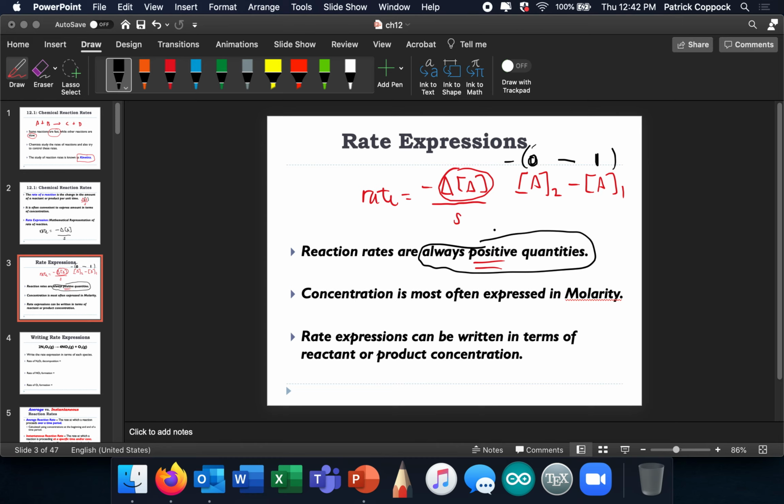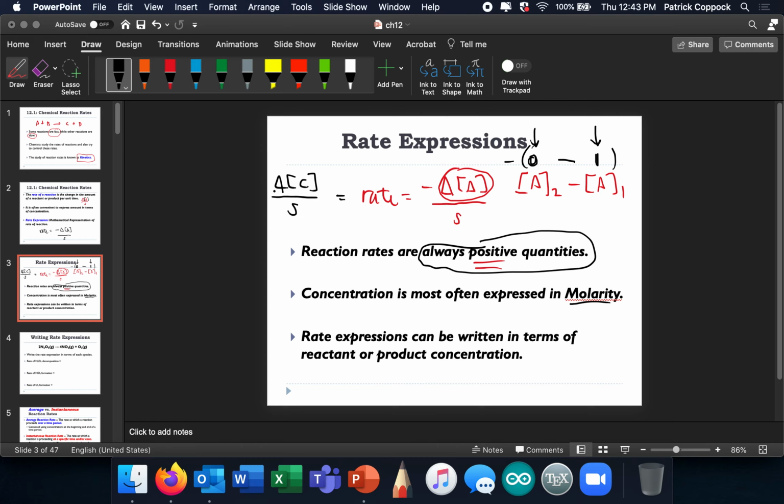Concentration is usually expressed in terms of molarity, and notice I said that when I was saying 0 and 1 molar, right? So we're typically going to say molarity. We can also do this in terms of partial pressures. Rate expressions can be written in terms of a reactant or product concentration, which is what I said here. If in the previous reaction A plus B produces C plus D, we might say this rate is also the rate of the appearance, that's positive, of C per second, right?